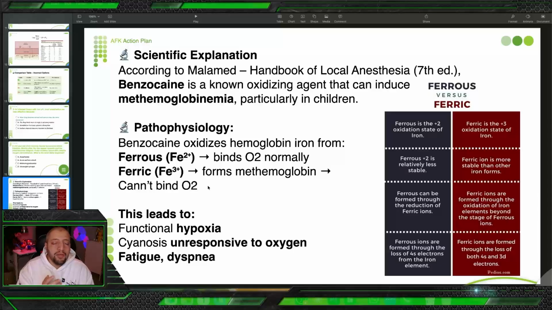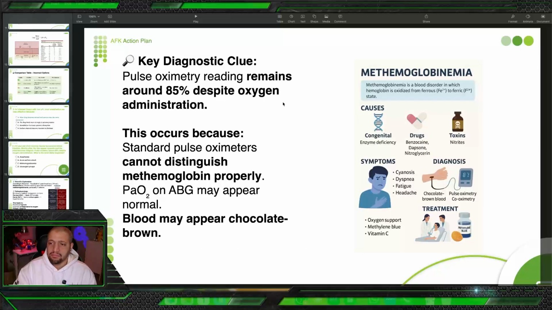How do I know it's not working? Because the saturation inside the bloodstream is not that effective. This happened due to methemoglobinemia. His hemoglobin changed from ferrous to ferric, and ferric does not have enough affinity to bind oxygen normally. So what is going to happen for this patient? What are the causes for this? Sometimes congenital enzyme deficiency, sometimes drugs like benzocaine, dapsone and nitroglycerin, and sometimes toxicity due to nitrates.